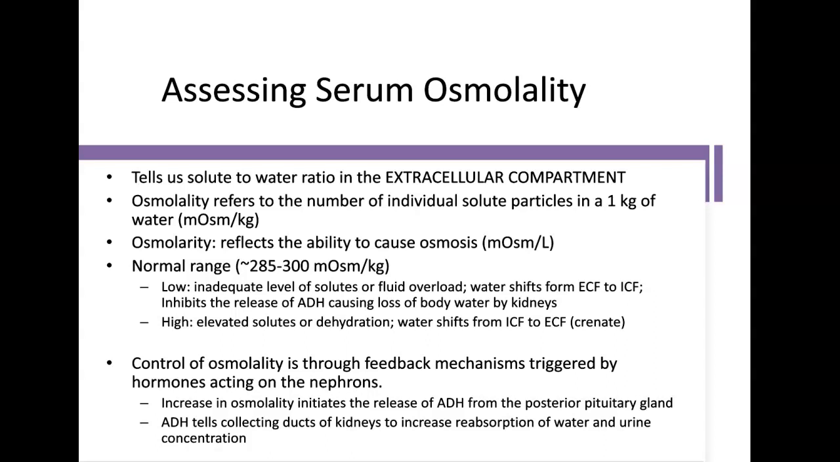If this level is too high, it indicates that there's elevated solute levels or very low water levels, like in the case of dehydration. And then this situation will cause water to shift from the intracellular fluid, from inside the cell to outside the cell, causing the cell to crenate or shrink. Control of osmolality is through feedback mechanisms that are triggered by hormones that are acting on the nephrons. So specifically looking at the hormone ADH, which you'll talk about in your lecture videos this week.